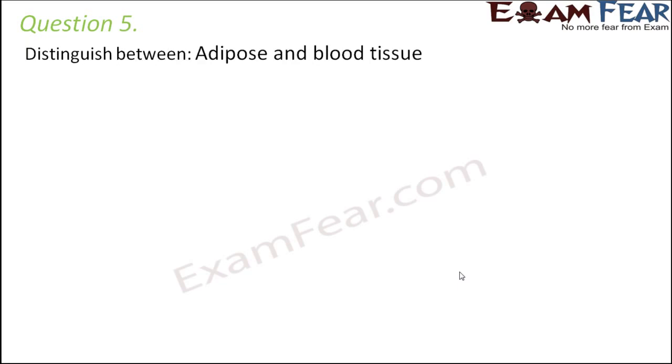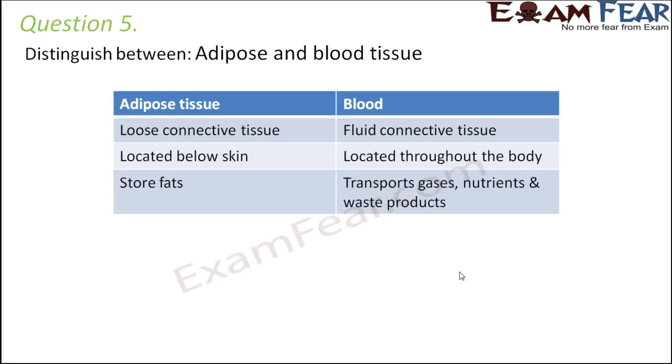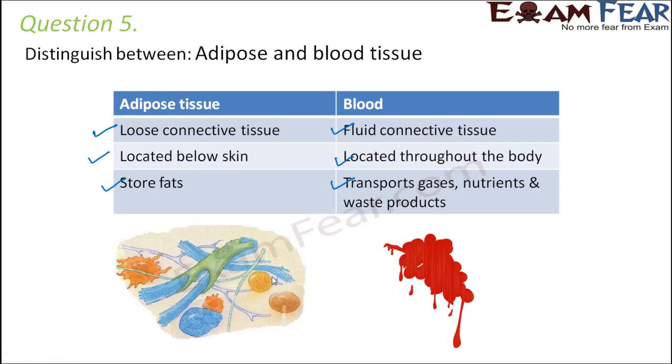Let us look at the next question. Distinguish between adipose tissue and blood tissue. Now, both of them are connective tissue, but blood is a fluid connective tissue, whereas adipose is a loose connective tissue, where the cells are very loosely connected to each other. There is a lot of empty space between the cells. Adipose tissue is located below the skin, whereas blood is located throughout the body. Adipose tissue stores fats and blood transports gases, nutrients and waste products. This is how the structure would look like for adipose tissue. Too much adipose tissue would mean obesity.